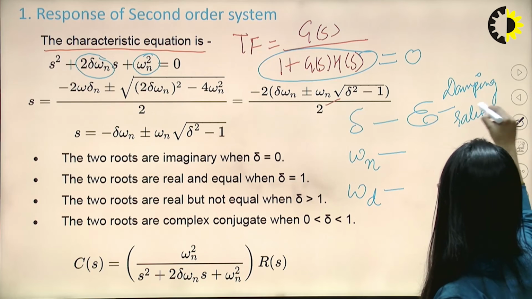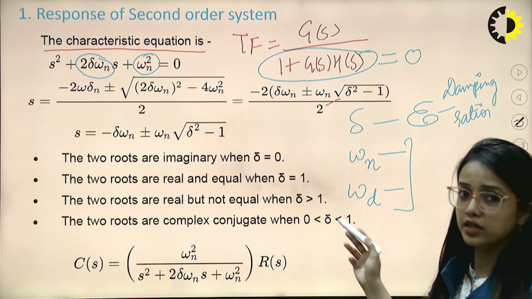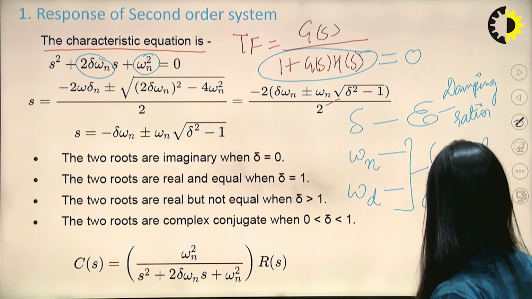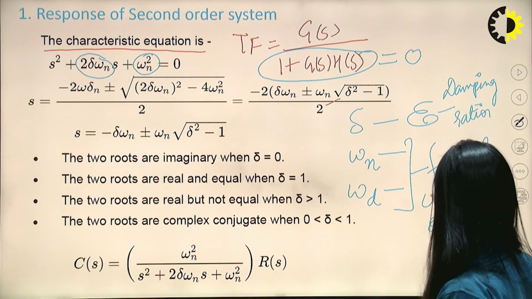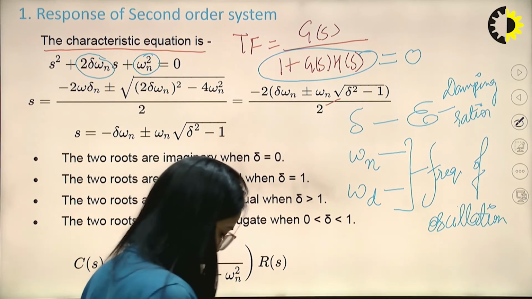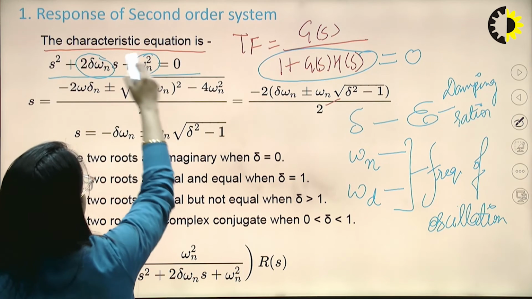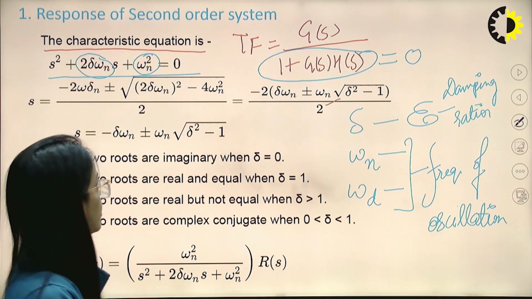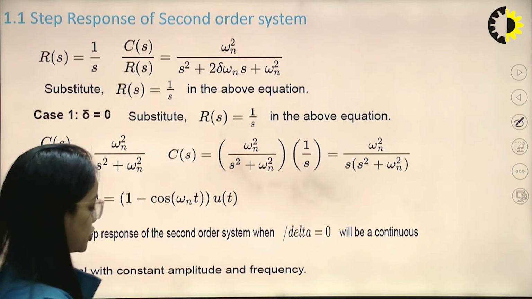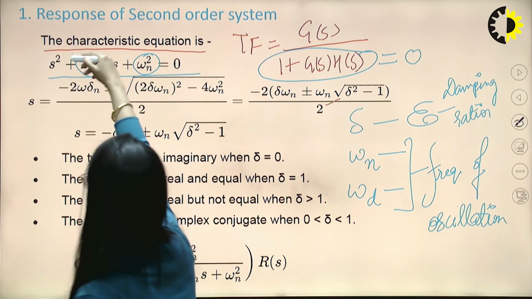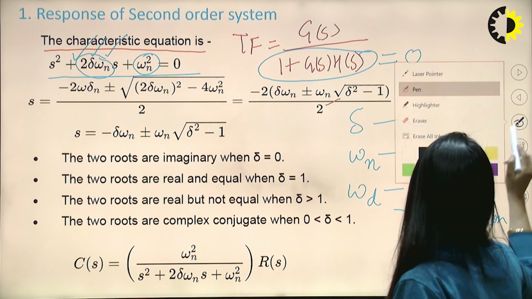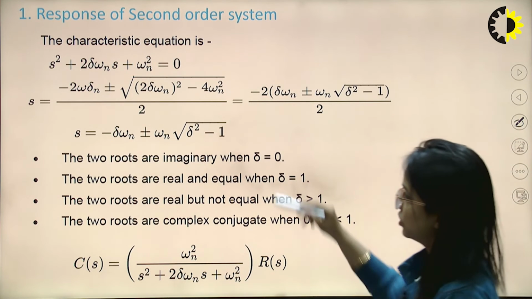Okay, and both of these terms, natural frequency and damped frequency, are related to the frequency of oscillation. So these are the descriptions of certain terms which we have in the characteristic equation. So the characteristic equation consists of s square, 2 zeta omega n s. So the second term is 2 zeta omega n, which is twice the damping ratio into the undamped natural frequency. Next is omega n square, which is equal to 0.